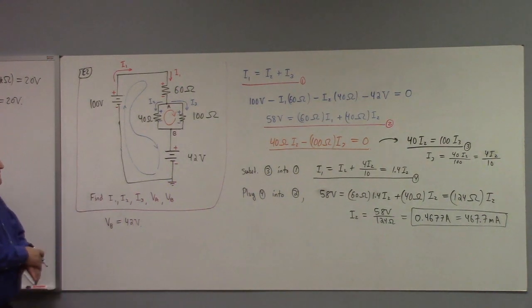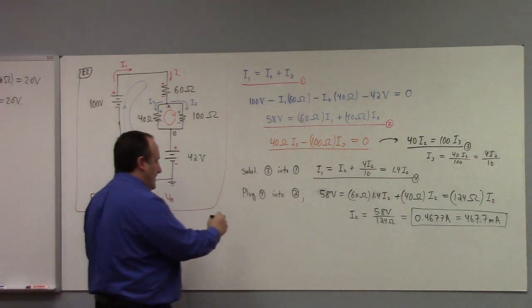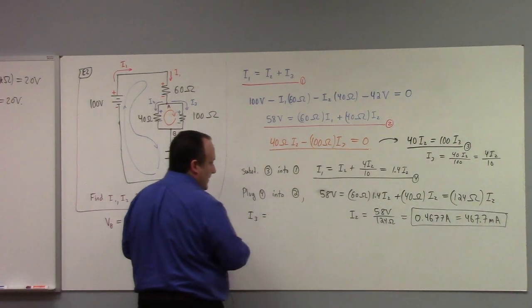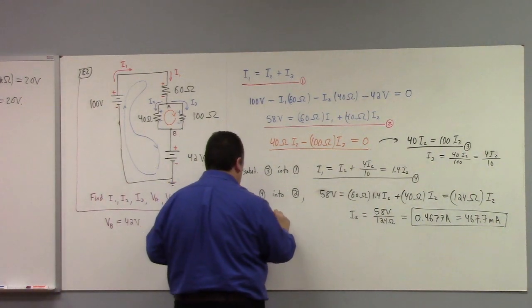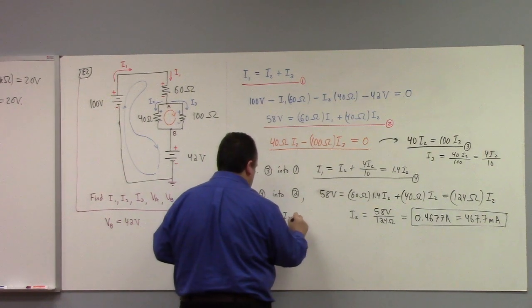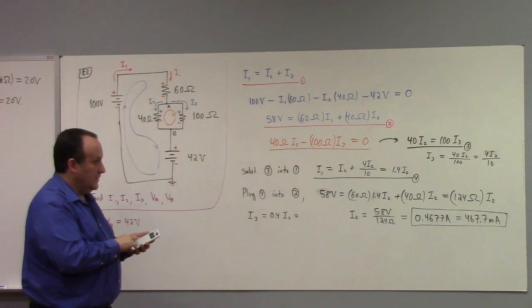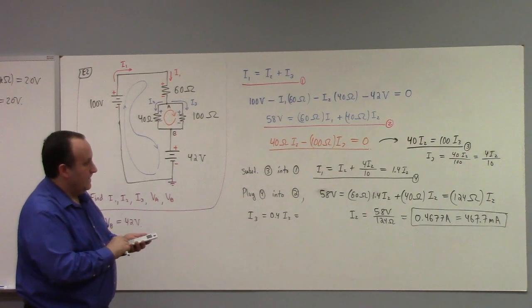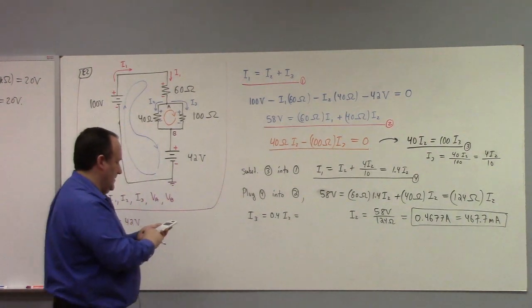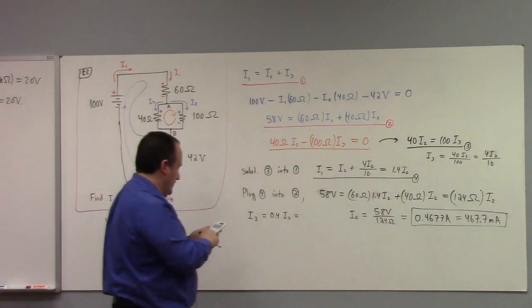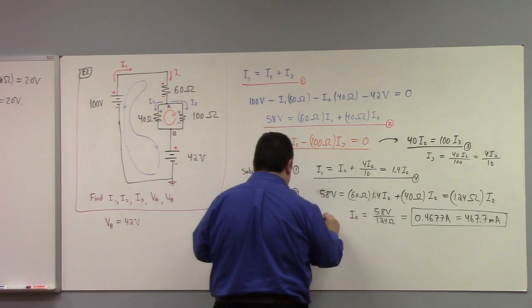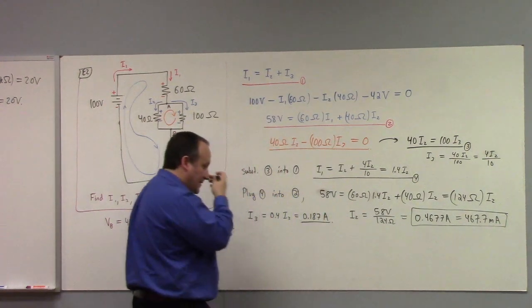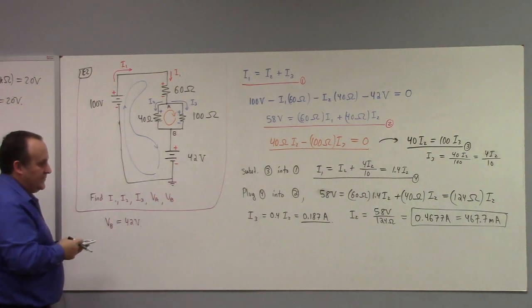And then once you know that, what's I3 equal to? It's 0.4 times I2, right? I3 is 0.4 I2. So I get 0.187 amps. There you go. Or if you like, 187 milliamps.